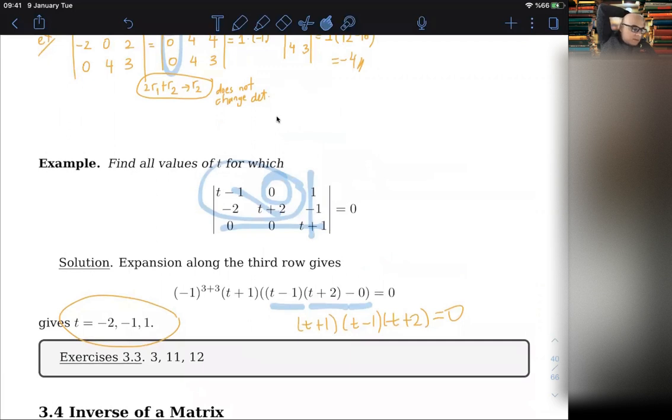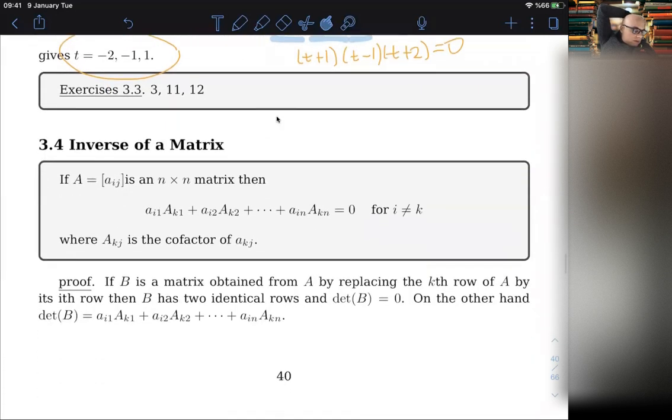Okay, we have 10 more minutes. So in this last 10 minutes, let's start the discussion of finding the inverse of a matrix using the cofactors, okay?